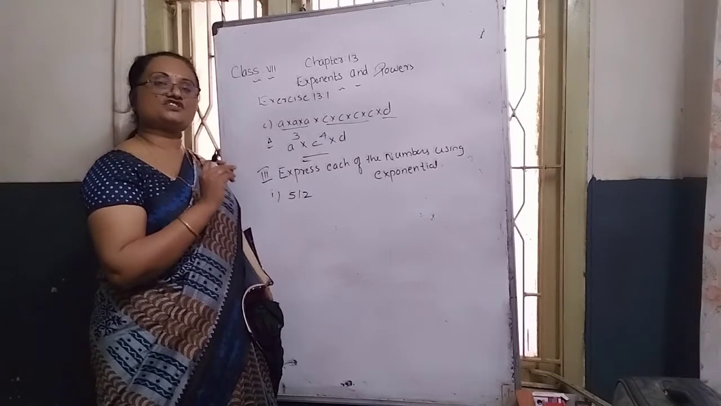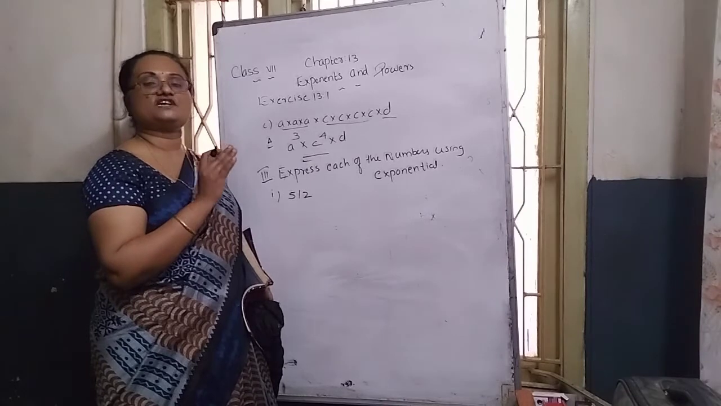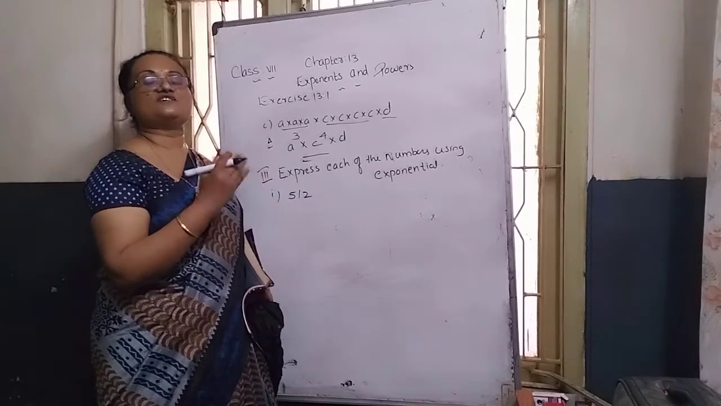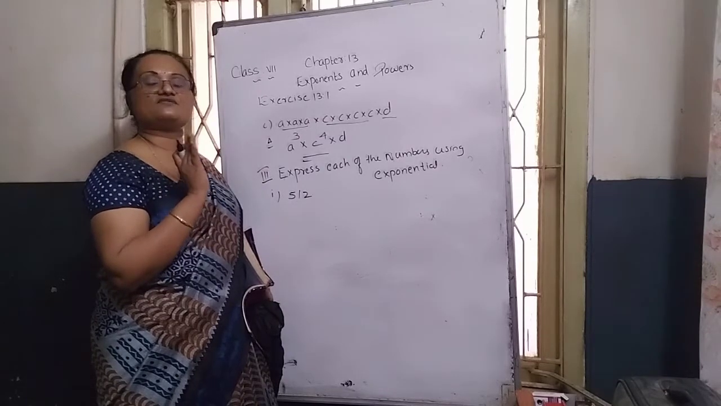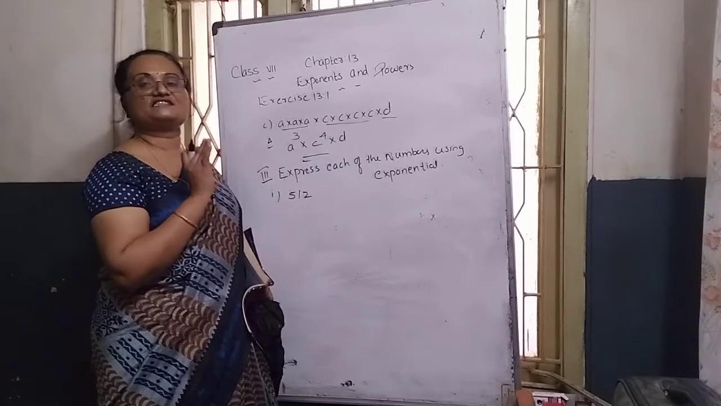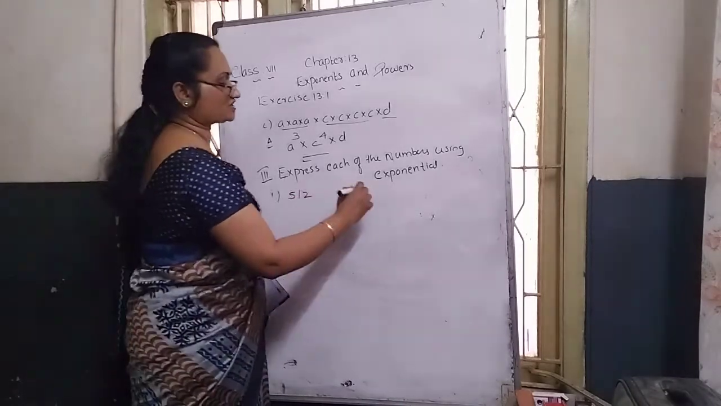Next, the divisibility test of 5. The next prime number is 5. If the unit place is a 0 or a 5, we can directly say that the given number is possible to divide by 5. So in this way we can check. So first here, see 512 in this question.